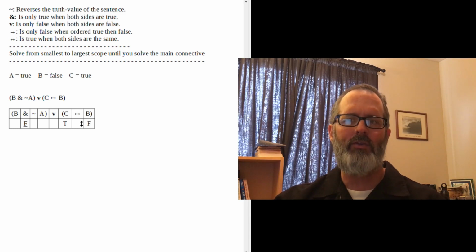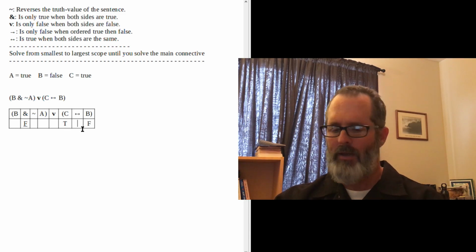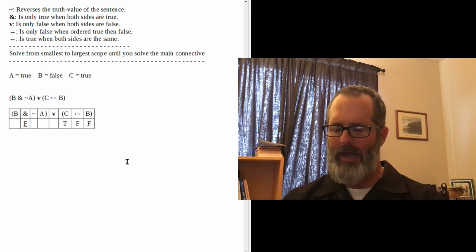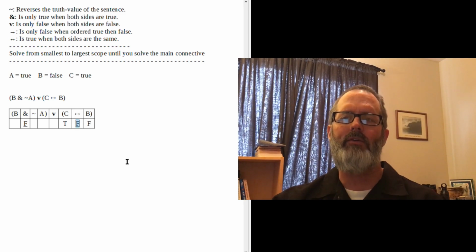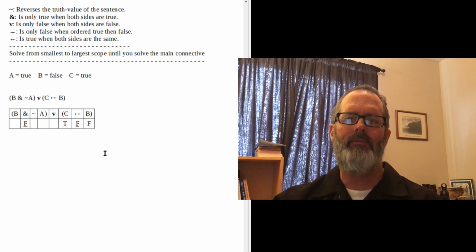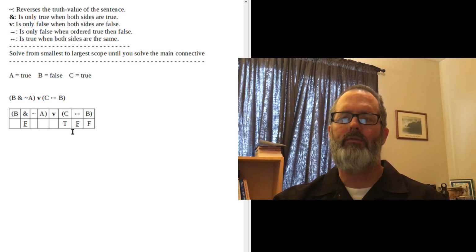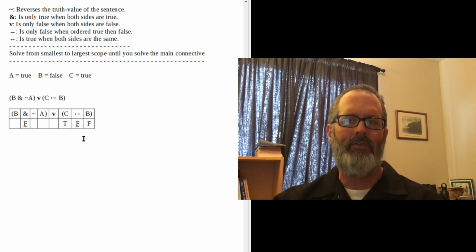A biconditional is only true when both sides are the same. Both sides are not the same, so this biconditional is false. I would underline that value. That's the only value I'm considering. Now notice, in this case I could cross through these values, but I won't. I think it's very clear if you just look at the two underlined values.